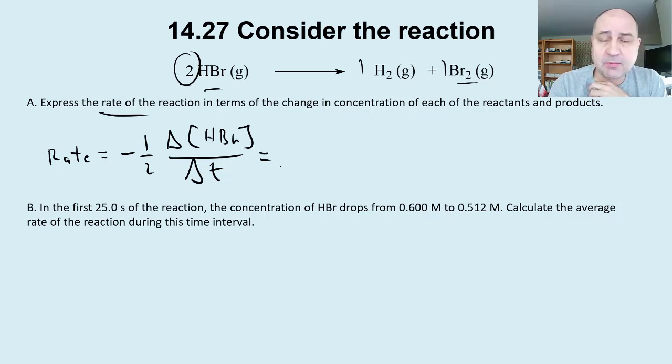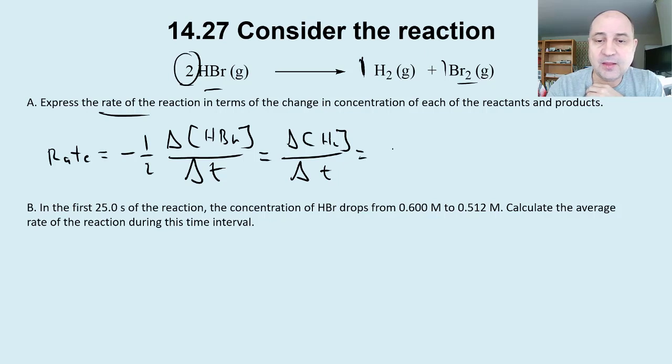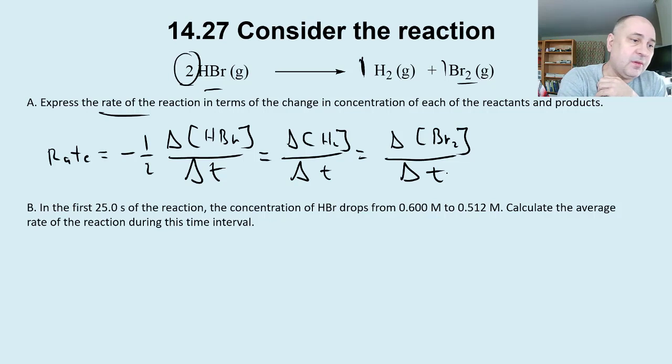If we want to do the same thing for the products, we can, and that's what this question is asking, except now we have 1 mole, so it's just the change in concentration of H2 over the change in time. And then the same thing is true for the change in concentration of bromine over the change in time. And so this would be number 1.